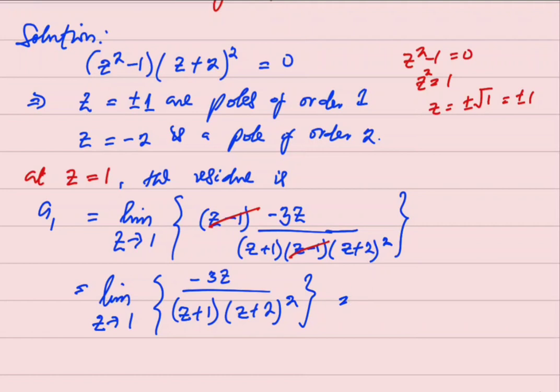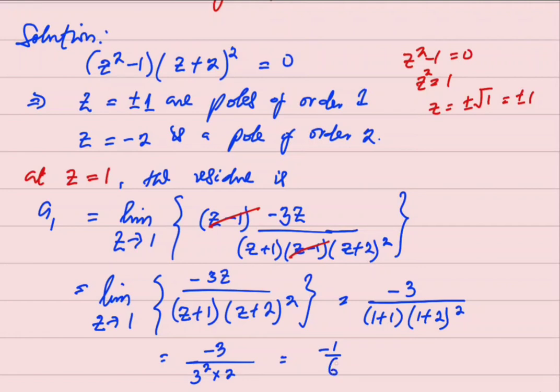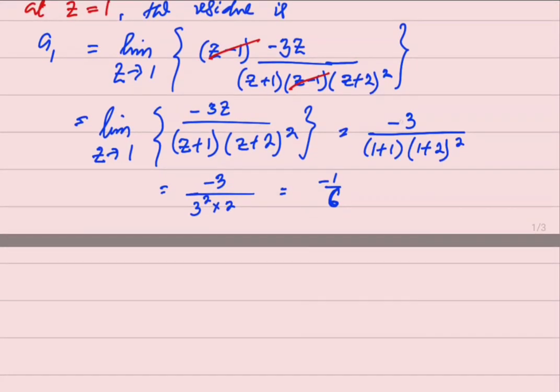By the time you substitute z is equal to 1 there, we have minus 3 over 1 plus 1, then into 1 plus 2, everything squared. Upon simplification, we have minus 3 over 3 squared multiplied by 2, and that will now be equal to minus 1 over 6. So that is the residue.